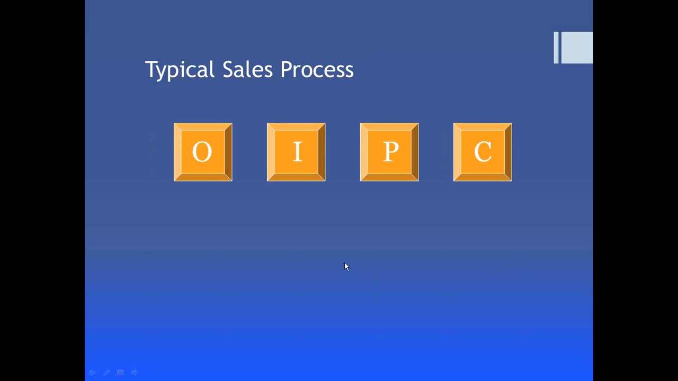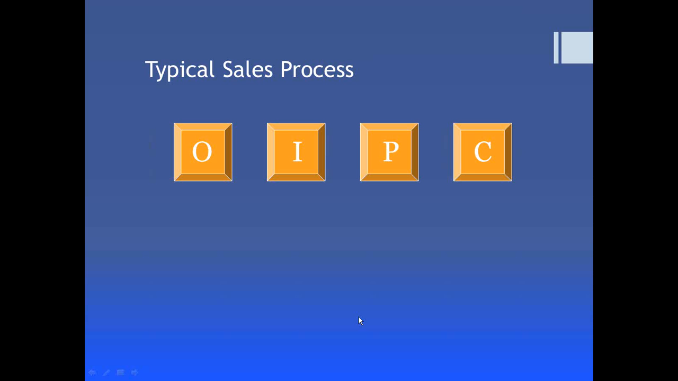So I'm going to dive right in. What you're looking at on your screen right now is what I call the typical sales process. It's a four-step process, and it's the way most training companies teach. It's certainly the way the training company I worked for about 11 years ago taught sales. And the boxes that you're looking at stand for open. The O is open. The I stands for information gathering. The P stands for proposal or presentation, and the C stands for close.